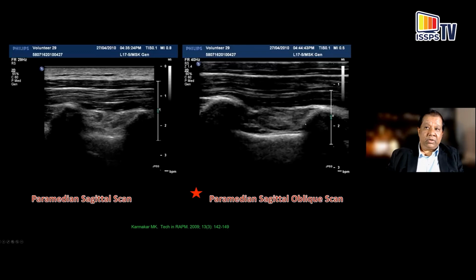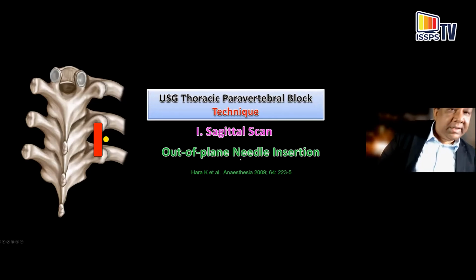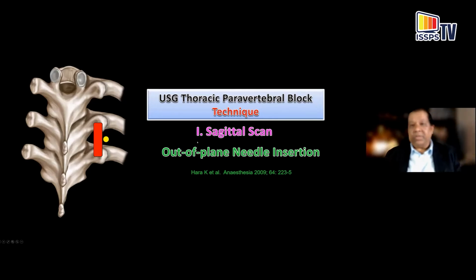You can still see the costotransverse articulation. But one of the pitfalls of this outward tilt is that you may actually be visualizing the rib. So too much outward tilt should be avoided, because then you won't be doing a paravertebral injection. You'll be doing an intercostal injection. So the sagittal scan is the next option that we have.